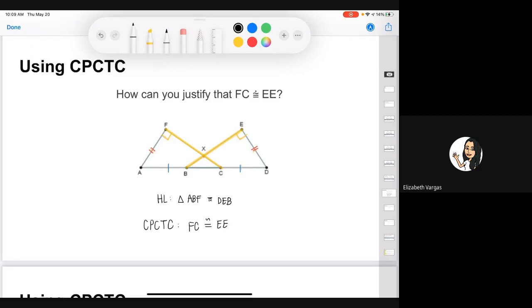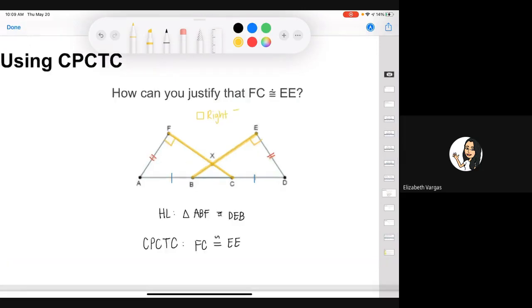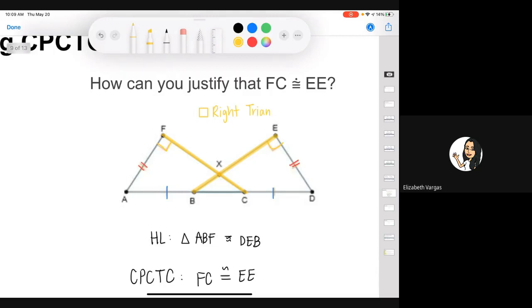to prove these two triangles congruent. We can prove it using the hypotenuse leg because I know I have right triangles. I know I have hypotenuses. And I know I have legs which are congruent. That tells me I can use the hypotenuse leg theorem, and then according to the corresponding parts theorem, all my side lengths and angle measures are going to be the same.